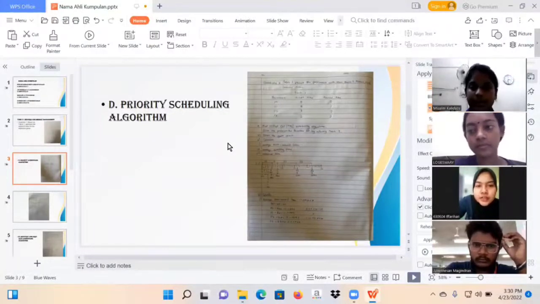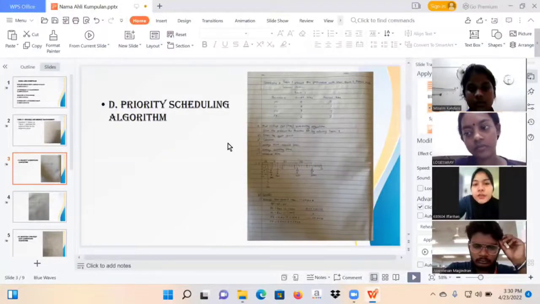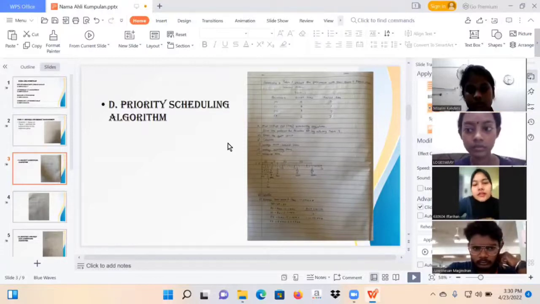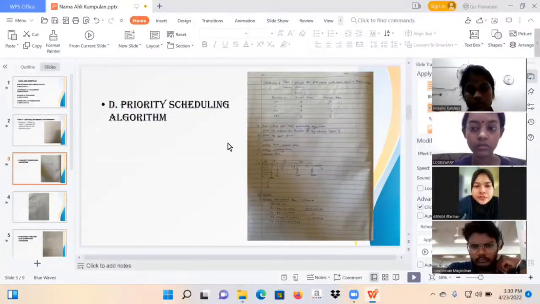First in, first out scheduling algorithm. Solve the problem for question 2A by referring to table 1. This is the Gantt chart. And calculate the average turnaround time, which is 11.25 millisecond.